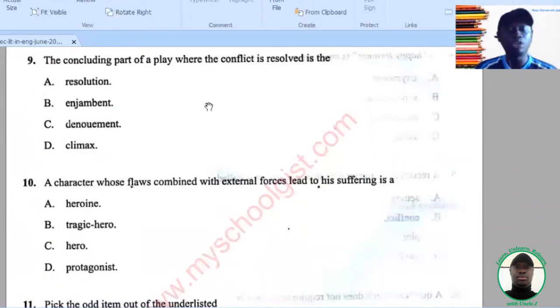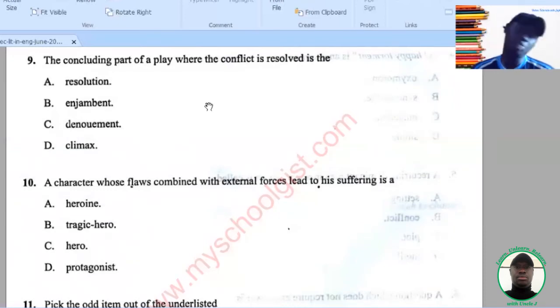Question 9. The concluding part of a play where the conflict is resolved is the A. Resolution, B. Enjambment, C. Denouement, D. Climax. Enjambment is a technique used in poetry. The climax is the most tensed part of a play, okay? The highest point of a play.